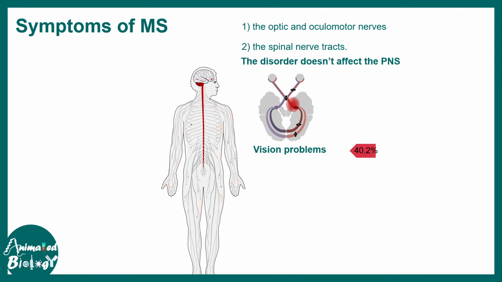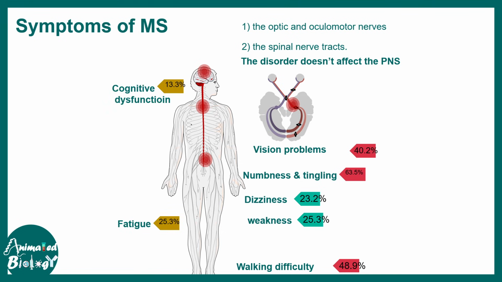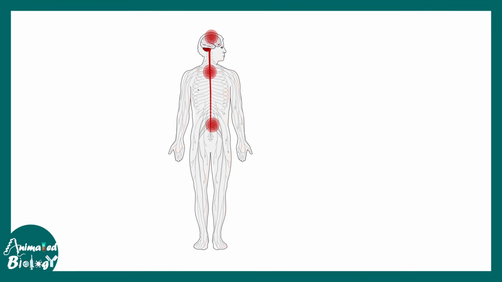There are vision problems which are very common. About 40% of patients show this kind of problem. There are numbness, tingling, and walking difficulty, which are also very common in multiple sclerosis patients. There could additionally be dizziness, weakness, fatigue, and cognitive dysfunction, but all these things appear in a variable percentage in different types of patients based on their ethnicity and the geographical location they belong to.